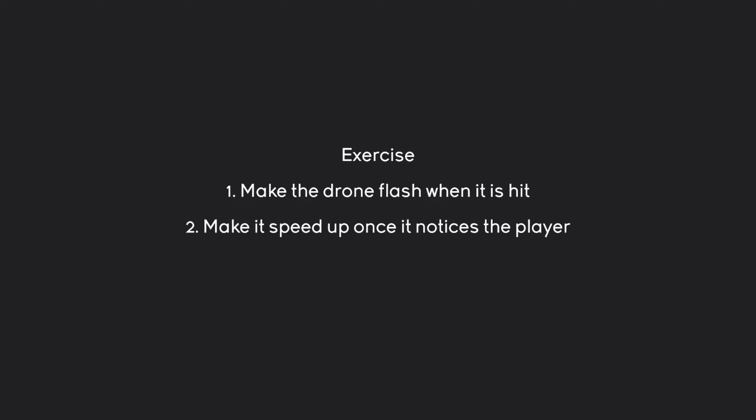At this point, there are some minor things we still have to work on, and all of those are going to be your exercise. Number one, I want you guys to make the drone flash when it is hit. This should be done via shaders. Next up, make it speed up once it notices the player. Right now we have a constant speed, but the drone should be increasingly speeding up. You can do all of that via a tween. Finally, make the explosion hurt the player. Pause the video now and implement all of that.